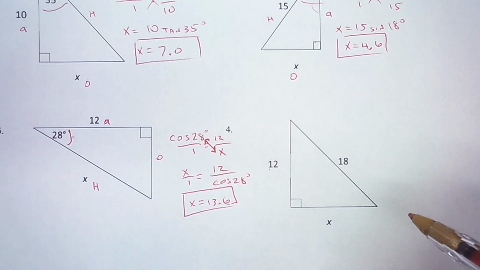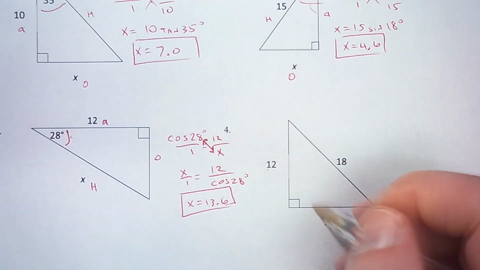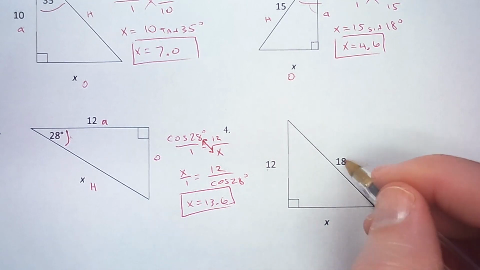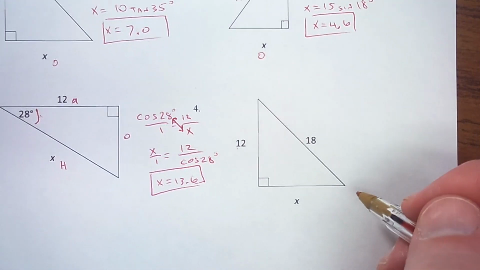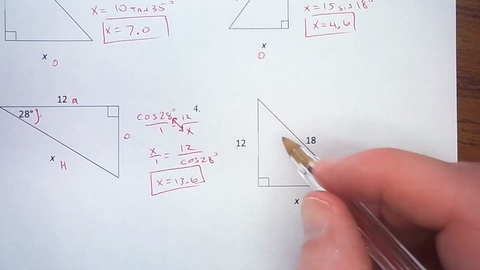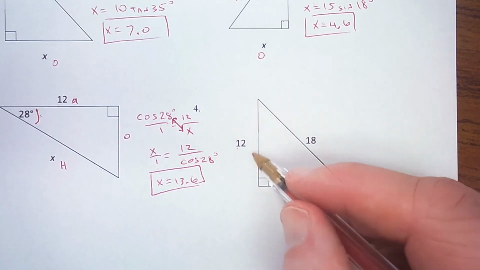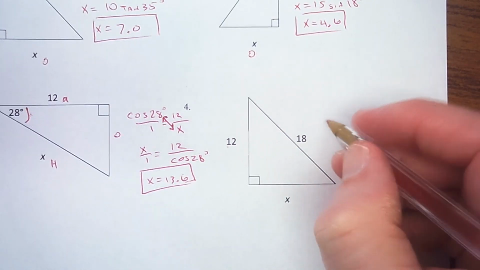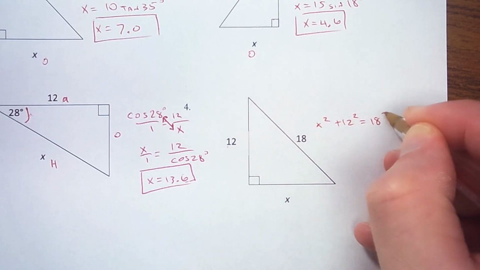Okay, now my last one, I don't have an angle measure other than the right angle, but I do have 2 legs and a hypotenuse. One of them is the variable. So we'll use Pythagorean theorem, a squared plus b squared equals c squared. Now don't forget that the hypotenuse has to be c. The legs are a and b in either order. So we'll go with x squared plus 12 squared equals 18 squared.